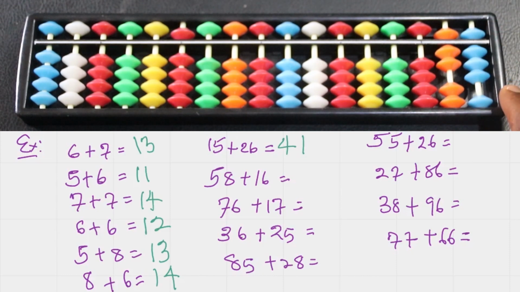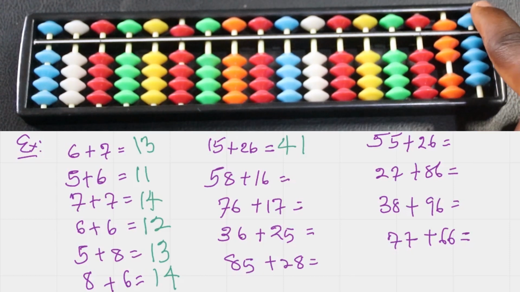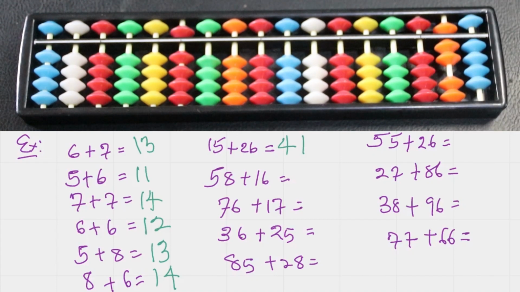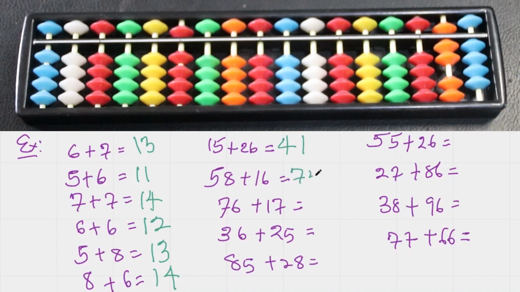We cannot remove 4 here except we apply the 5 component. What's the 5 component of 4? That's 1. So we add 1, we remove 5, and then we have 74. Yes, 74. Again, 76 plus 17.